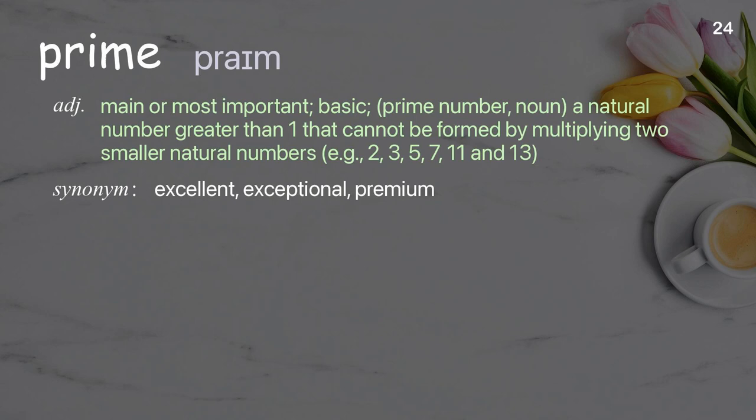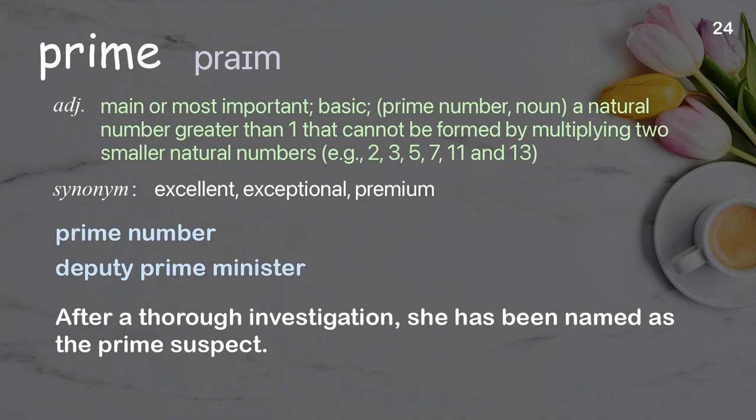Prime. Main or most important, basic. Prime number, noun: a natural number greater than one that cannot be formed by multiplying two smaller natural numbers. Example: 2, 3, 5, 7, 11, and 13. Examples: Prime number. Deputy Prime Minister. After a thorough investigation, she has been named as the prime suspect.